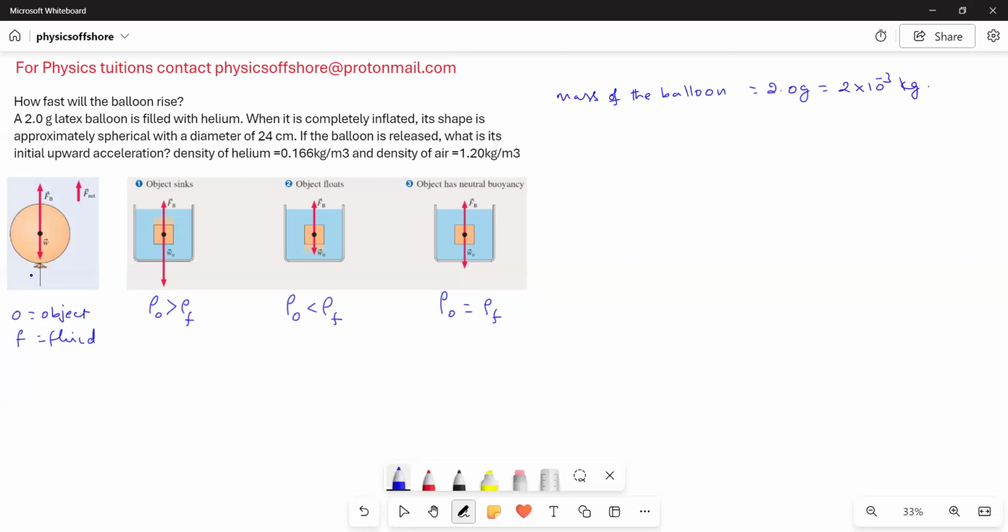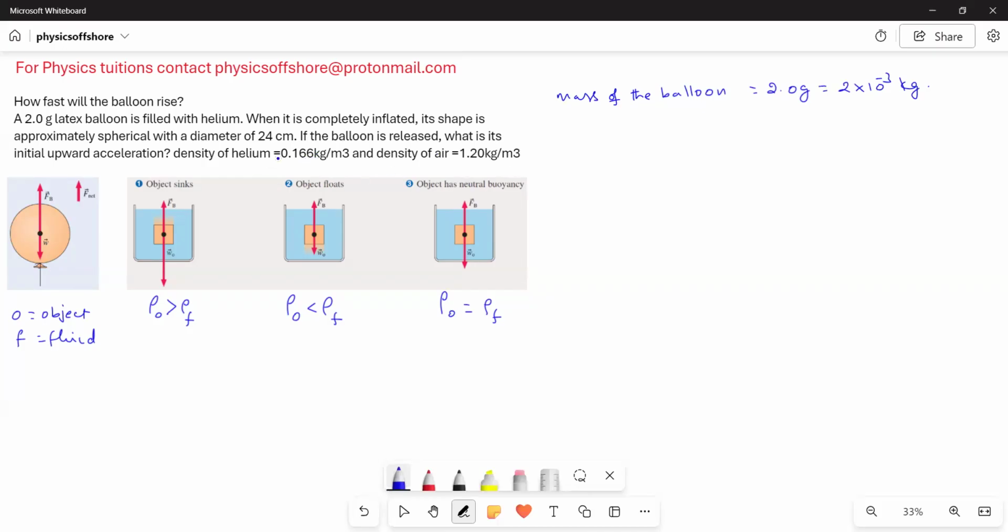Next, helium gas is pumped into the balloon. See here we are seeing the case of air. In general, the density of the air is very small. That means its density of air is 1.2 kilogram per cubic meter. That means negligible.